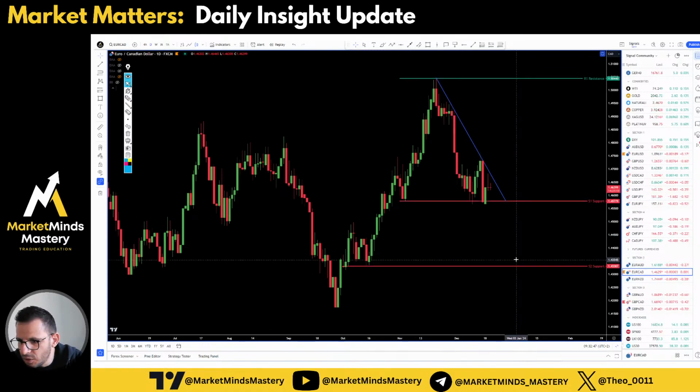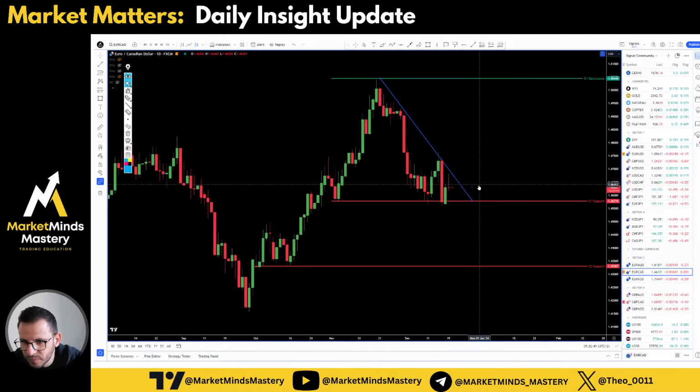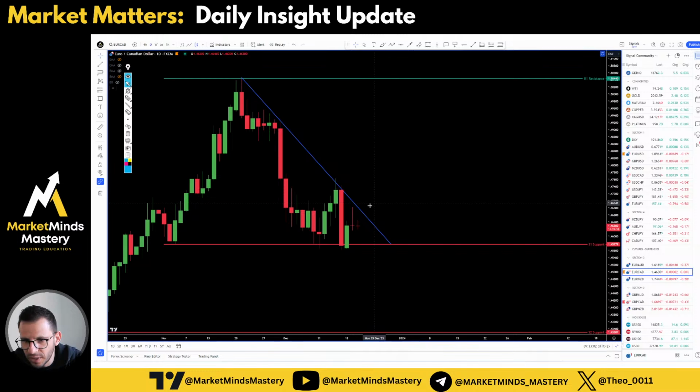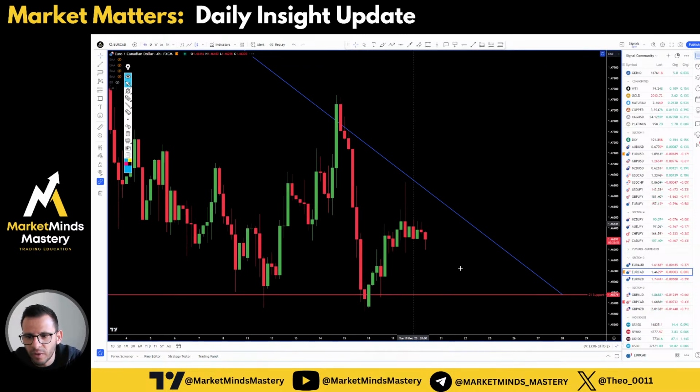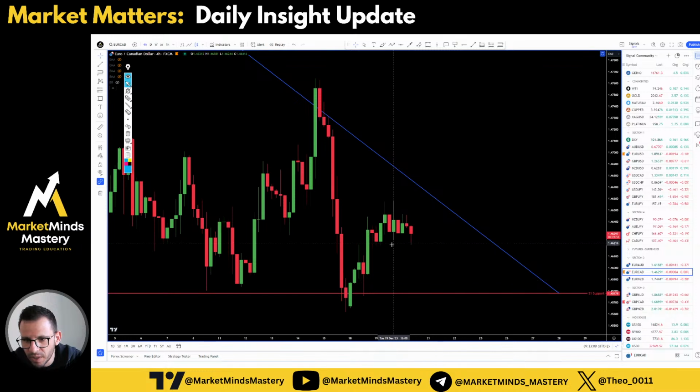What about Euro Canadian dollar? It's a currency pair I've been looking to get involved with for a while, to get some short positions. Price action yesterday looks like it was a good one. Let's check the 4-hour chart. Yeah, big rejection here with this bearish engulfing.